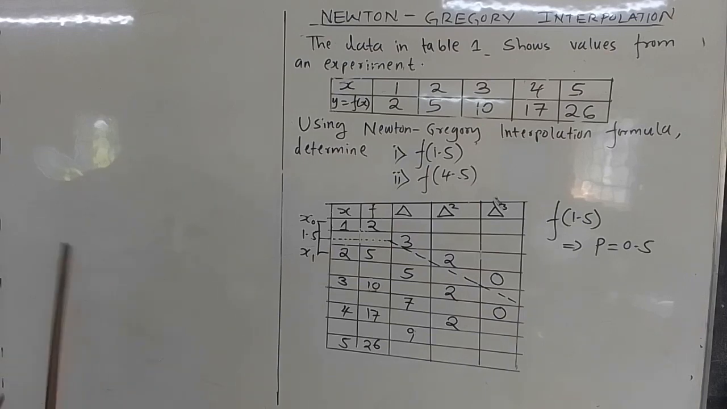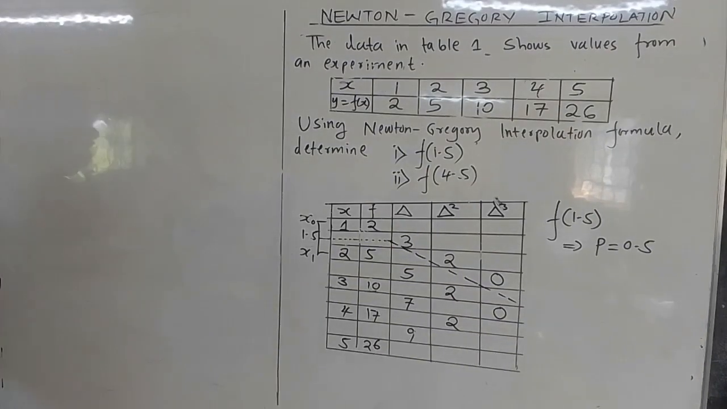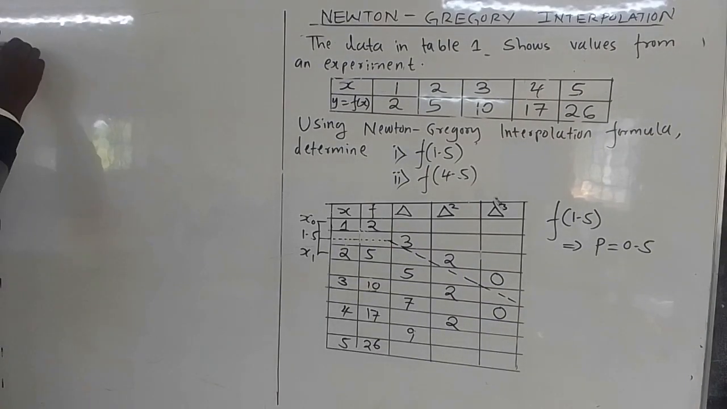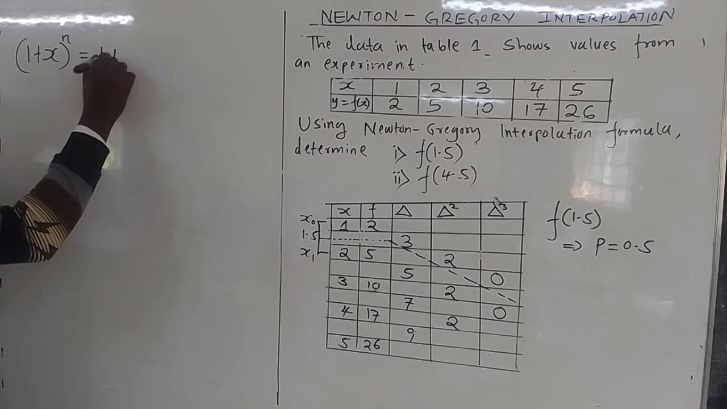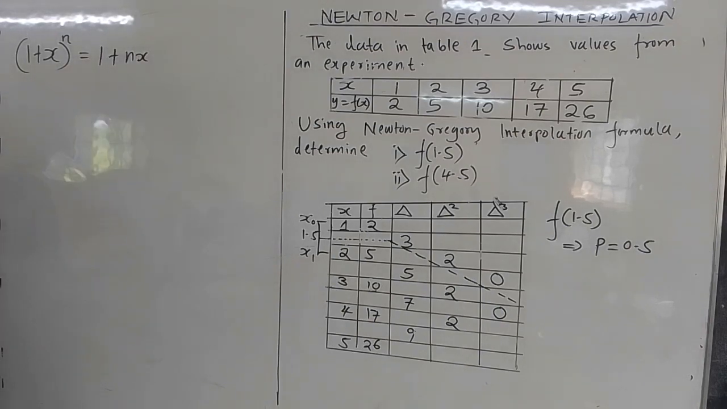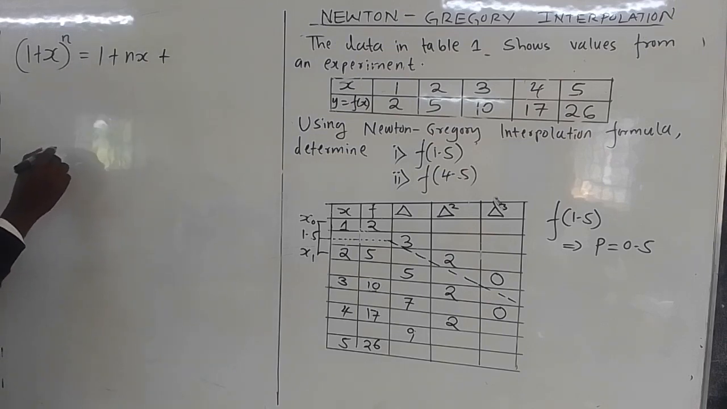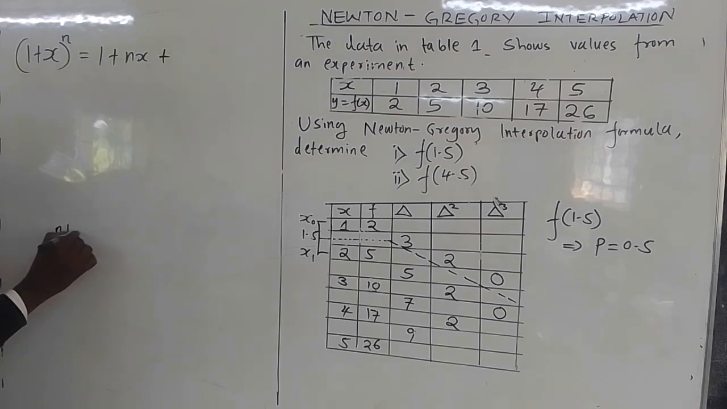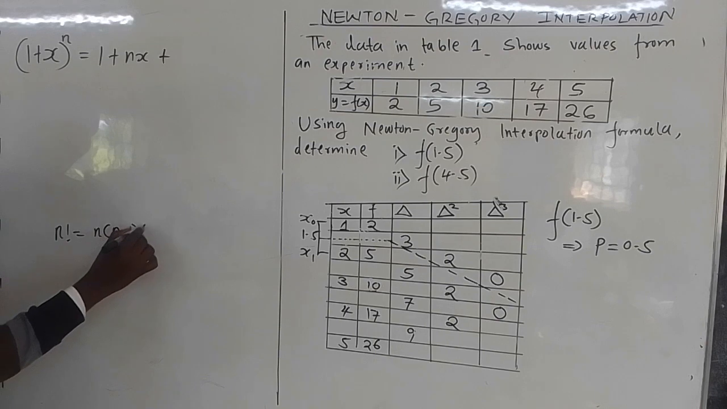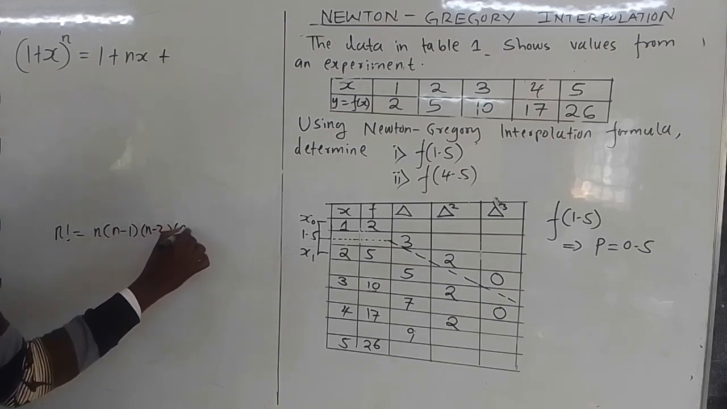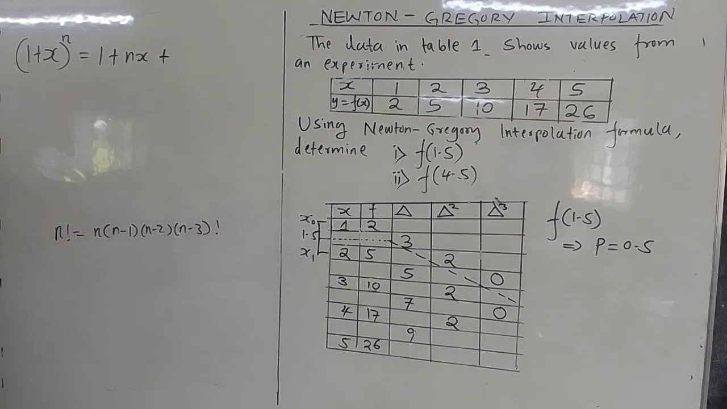Go to the binomial problem. So binomial, if you have 1 plus x raised to power n, what do you get? The first two terms are 1 plus nx, isn't it? Are we together? Yes. Then the next term, remember when we have n factorial, it is n into n minus 1 into n minus 2 into n minus 3 factorial in that order, isn't it?